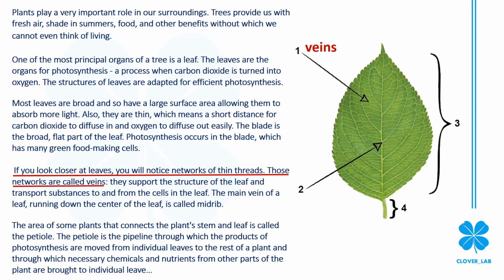Okay, now let's look at the second arrow. Well, it points to a large vein in the center of the leaf. The last sentence of the fourth paragraph says, "The main vein of a leaf running down the center of the leaf is called midrib." So the correct answer is midrib.